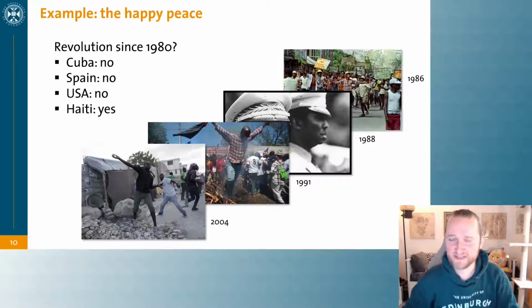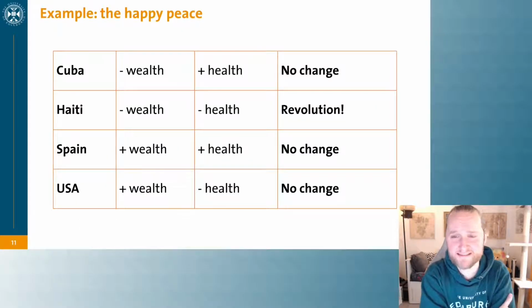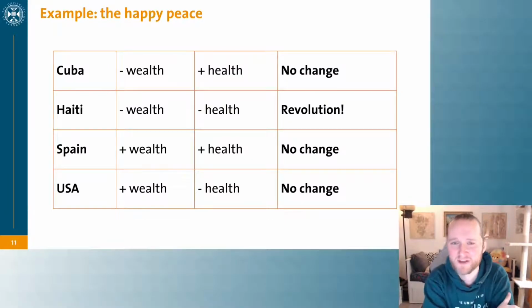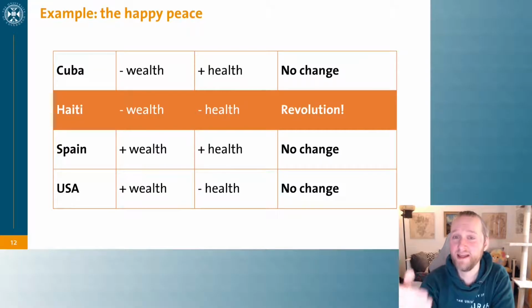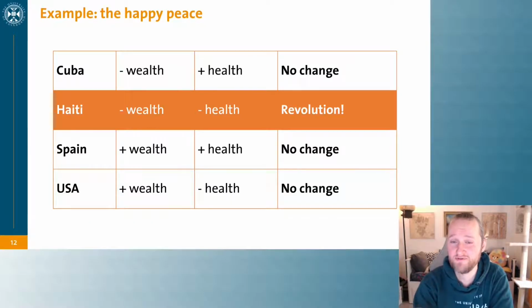So because we're political scientists, we have to put everything in nice tables. Once it's a table, it becomes true, basically automatically. If we then look at our variables here, we just make pluses and minuses based on whether people are wealthy or whether people are healthy. We can look at Cuba, Haiti, Spain, and the US, and we see, surprisingly, that in the case where both health and wealth are not at levels that fulfill people's basic needs, then we also have a revolution.